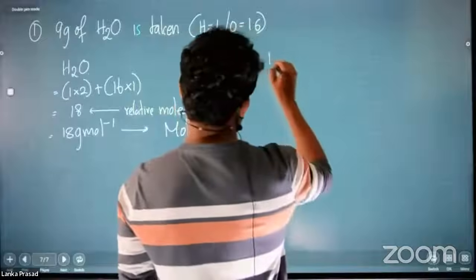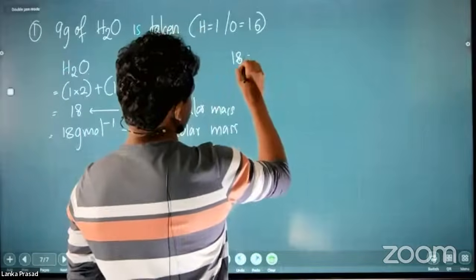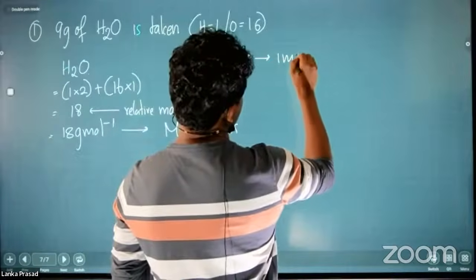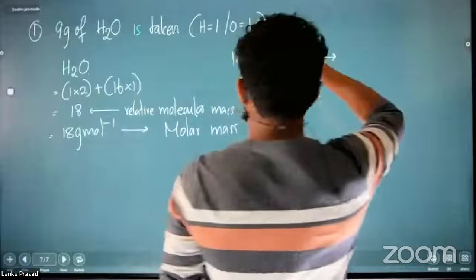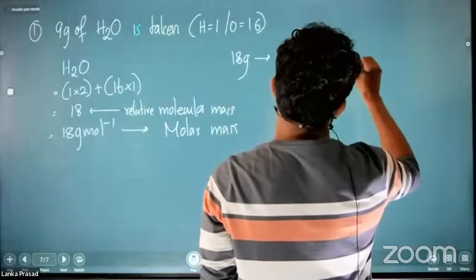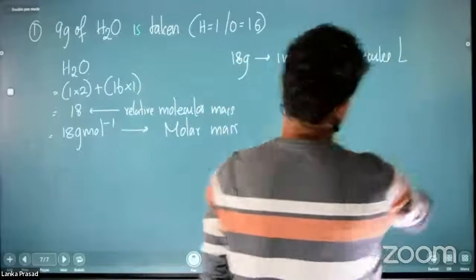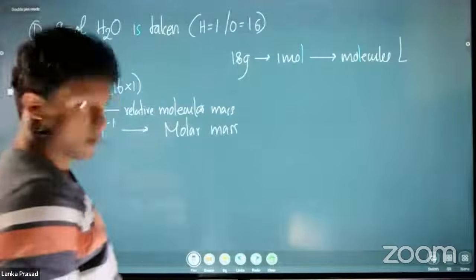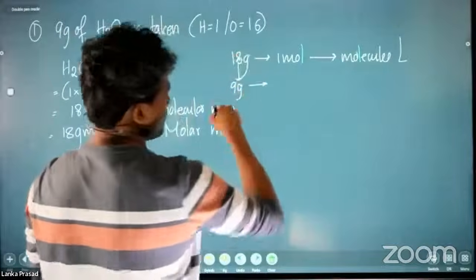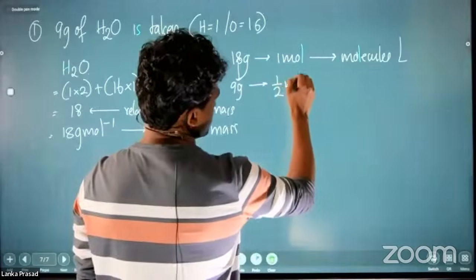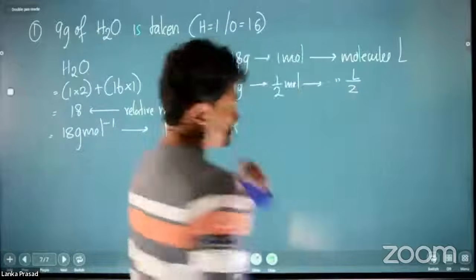When you take 18 gram, that one contains 1 mole. 1 mole means that one contains 1 mole of molecules, not atoms. Now they said 9 gram. 9 gram is half of that, half a mole. So what about the molecules? Molecules also L divided by 2. Got it?